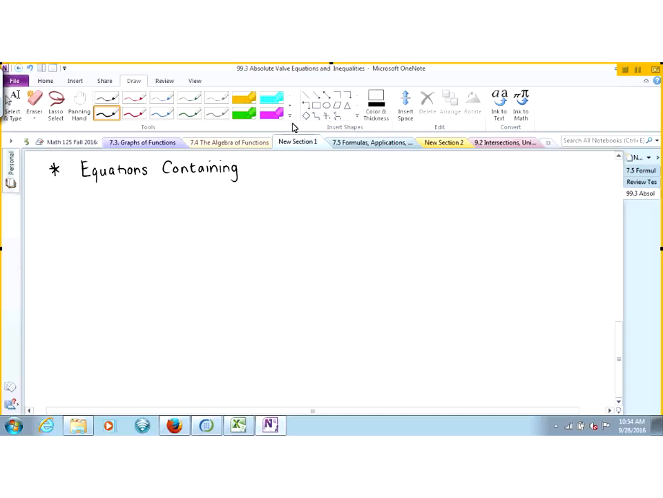Now, what about equations containing two absolute values? So, for example, something like absolute value of x plus 4 is equal to absolute value of 2x minus 7.